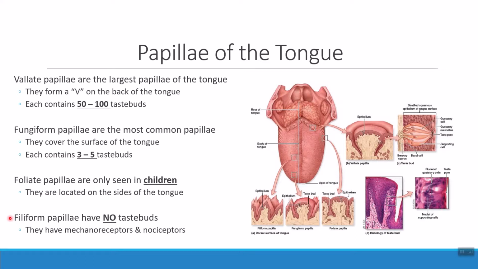What they do help with is things like texture. Mechanoreceptors are really good at detecting texture. Or if something is really hot or really spicy or really cold. Remember, those nociceptors could be activated. So filiform papillae do not help me with the sense of taste, but they are present on the tongue. They do help food to move around on the tongue, and we do also collect some information about your food, like its texture or its temperature, using the filiform papillae.